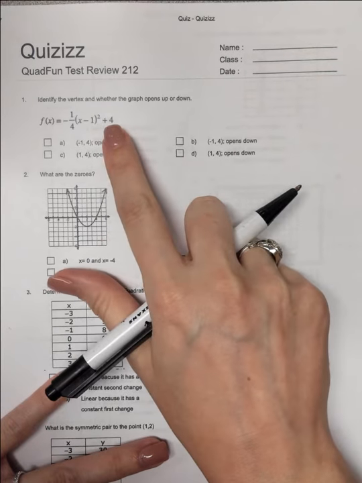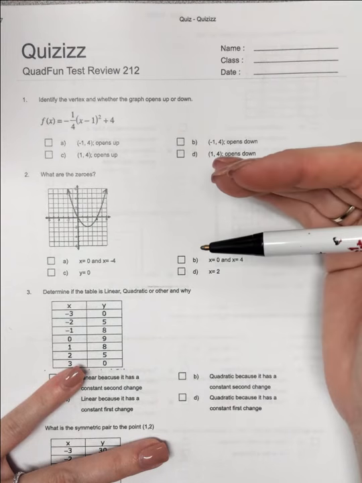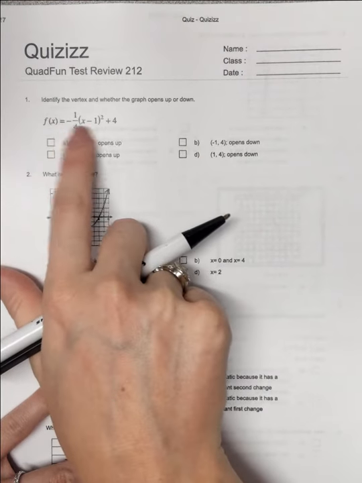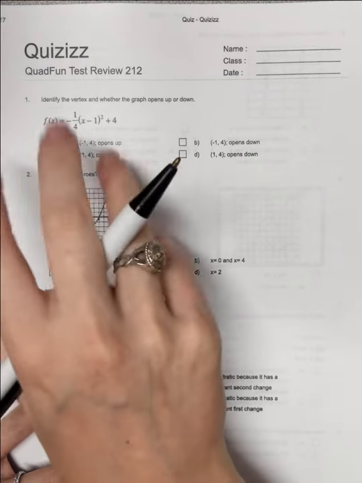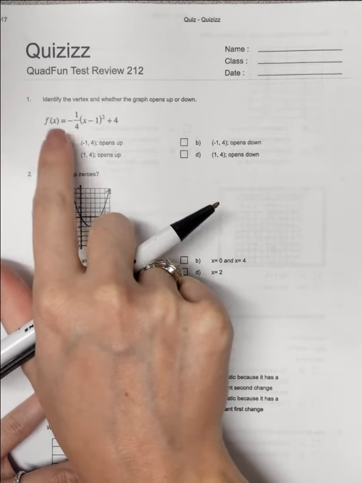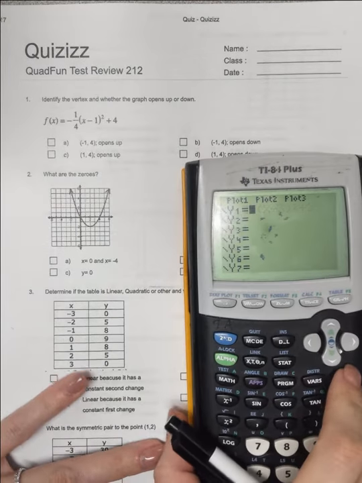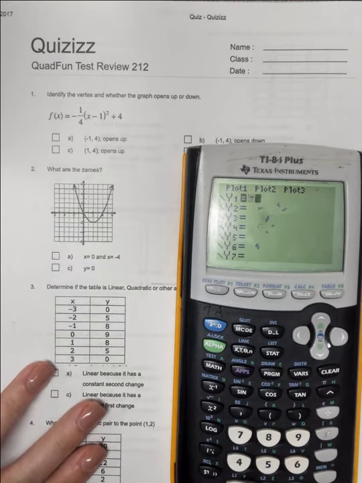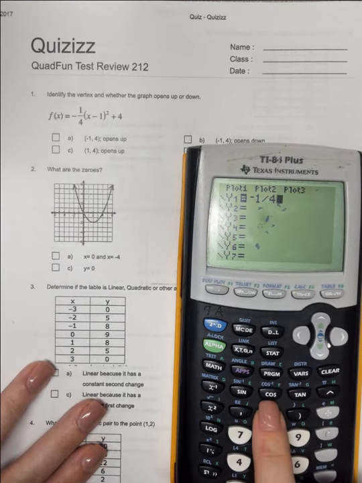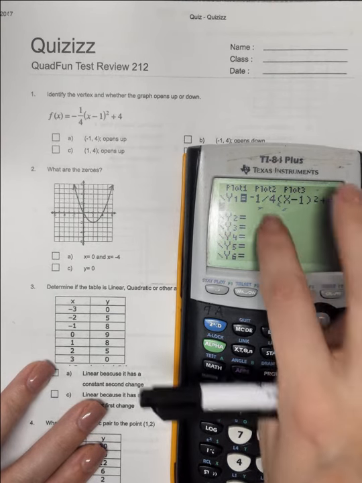All right, identify the vertex and whether the graph opens up or down. Okay. Personally, I can look at this and see the transformations, and I can pull the vertex from vertex form. But guys, this is an equation. Anytime they give you an equation, plug it in your calculator. So I'm going to go y equals, and I'm going to type in negative 1/4, parentheses x minus 1 squared plus 4. So you don't even have to know your transformations because the equation was given to you.